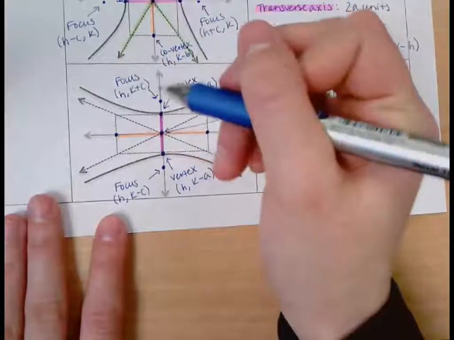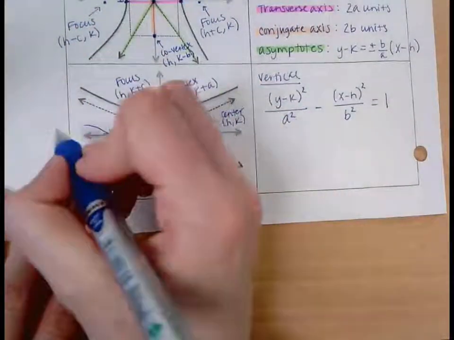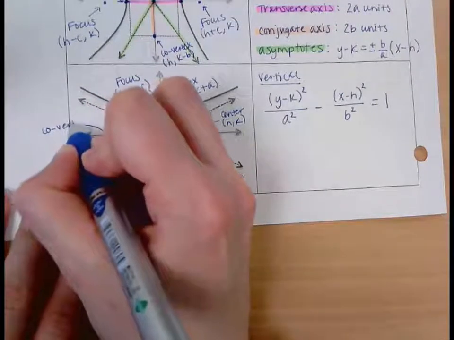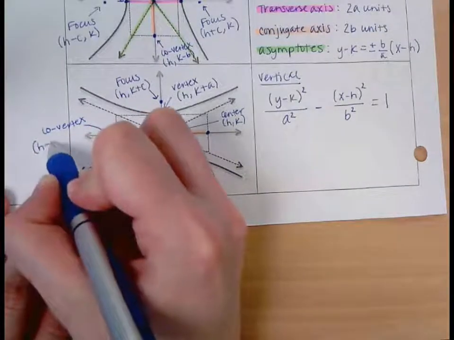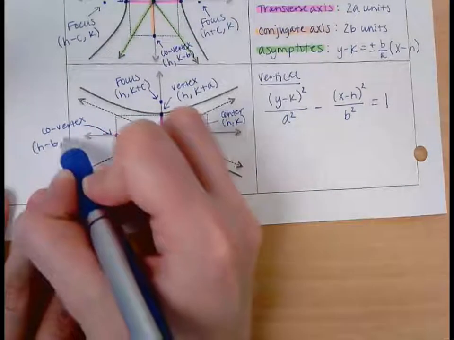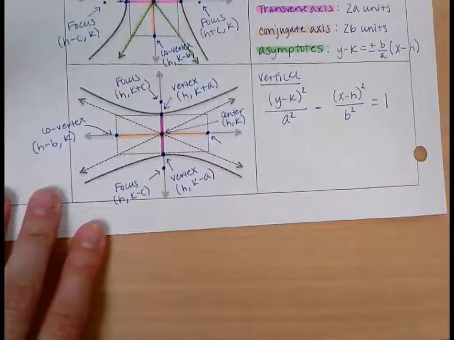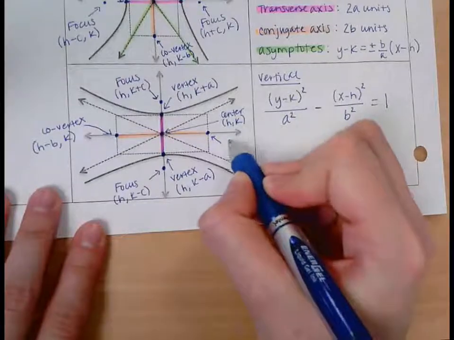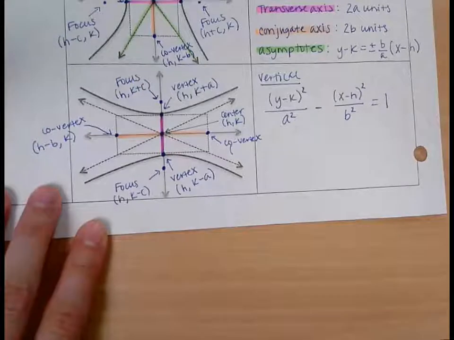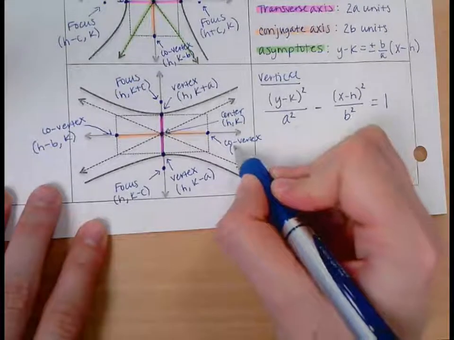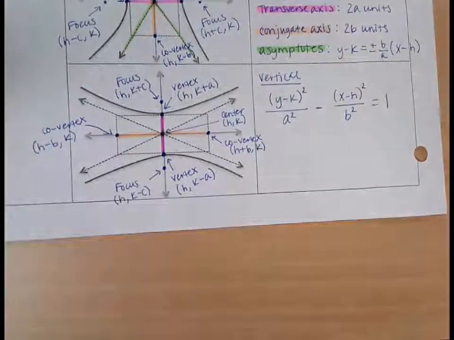And I'll start with the leftmost one. So this is a co-vertex. The x-coordinate is h minus b, and the y-coordinate is k. And then the rightmost one, the x-coordinate is h plus b, and the y-coordinate is k.